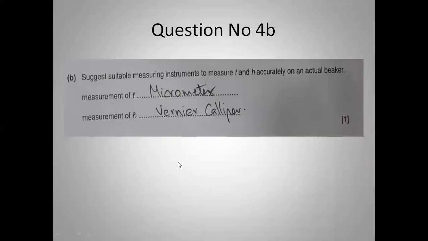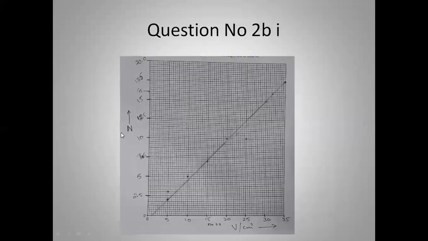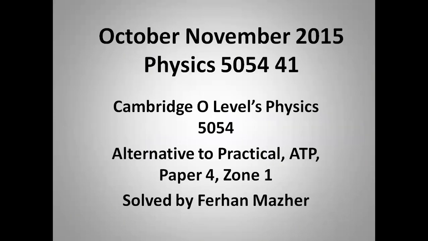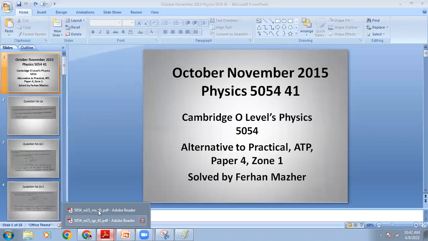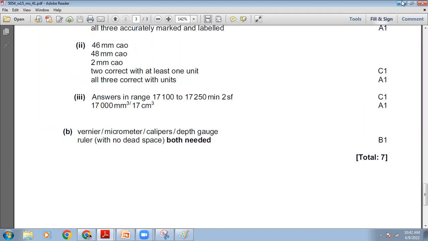So the paper is over. My dear students, today we have done the October/November 2015 paper 1. Before we end, let's have a look at the marking scheme. It says: micrometer, caliper, depth gauge, ruler with no dead space at both ends.